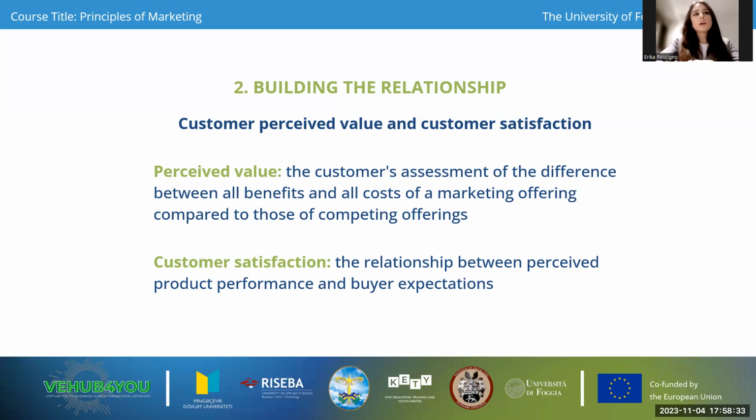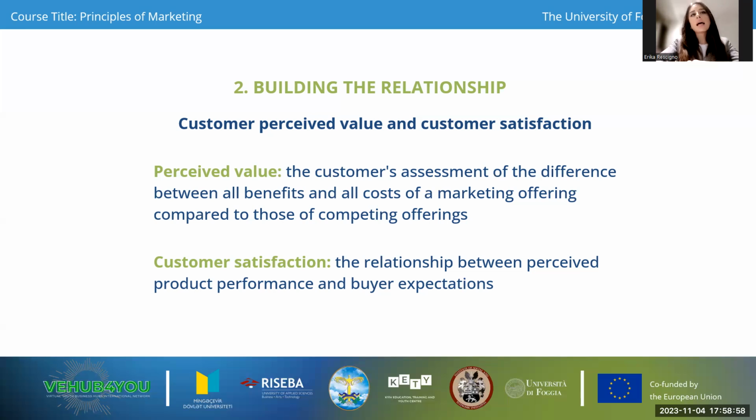Furthermore, a concept connected to the perceived value is customer satisfaction. Customer satisfaction is a measurement that determines how well a company's products or services meet customer expectations. So it's one of the most important indicators of purchase intentions and customer loyalty.